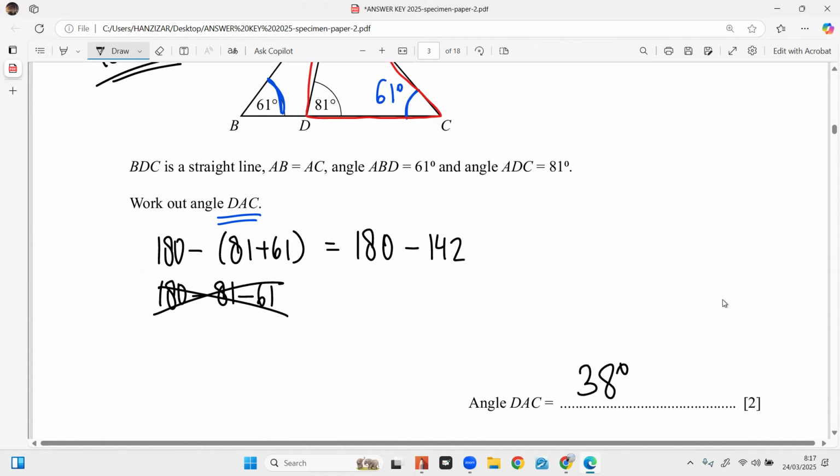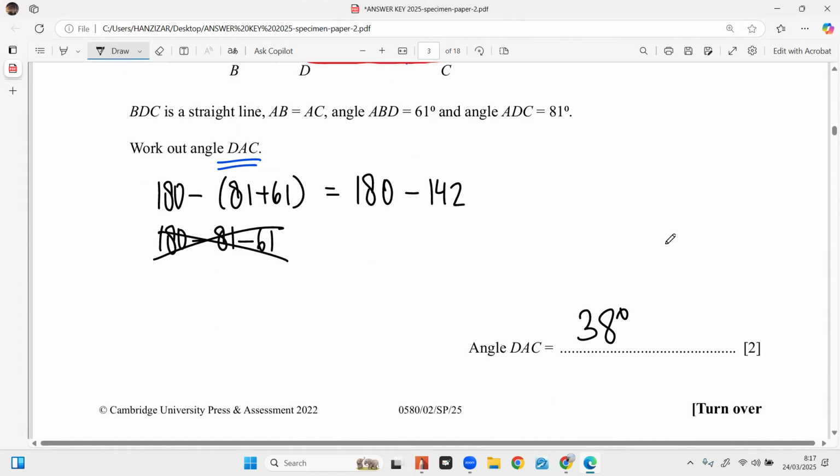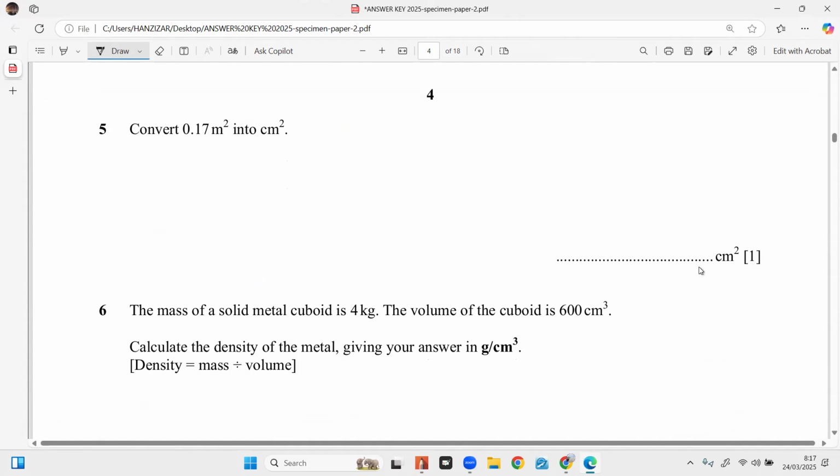Okay, 2 marks. 1 mark for finding this, and the other mark for the finisher. Okay. Convert this meter square to cm square. So write down the conversion unit.